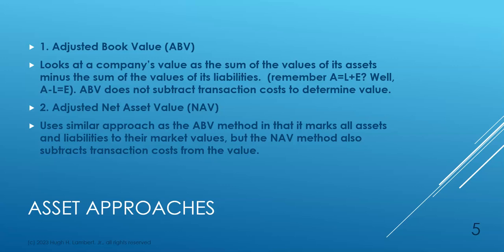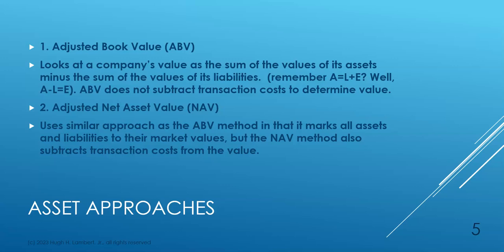One key difference between the adjusted book value and the second method, the net asset value, is that adjusted book value does not take into account any transaction costs. So if I was determining the value of a company based on marking its assets to market value, the only way I can really realize the value of those assets would be by selling them. And some assets like land and equipment might have a sales commission associated with that, land and really real estate in general.